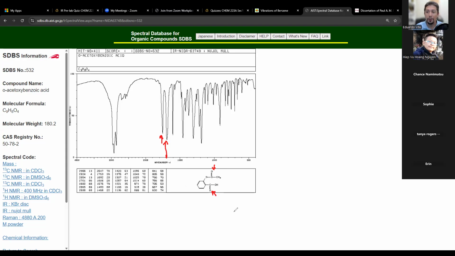So a question on the post-lab quiz might be which one is which? Well, one should have a lower wave number than the other. Which of the two has the lower wave number, an ester or a carboxylic acid? Well, the carboxylic acid has hydrogen bonding, so it has a higher wave number, right? So the lower wave number would be the ester carbonyl. The higher wave number signal would be the carboxylic acid carbonyl. So here we have two carbonyl signals.